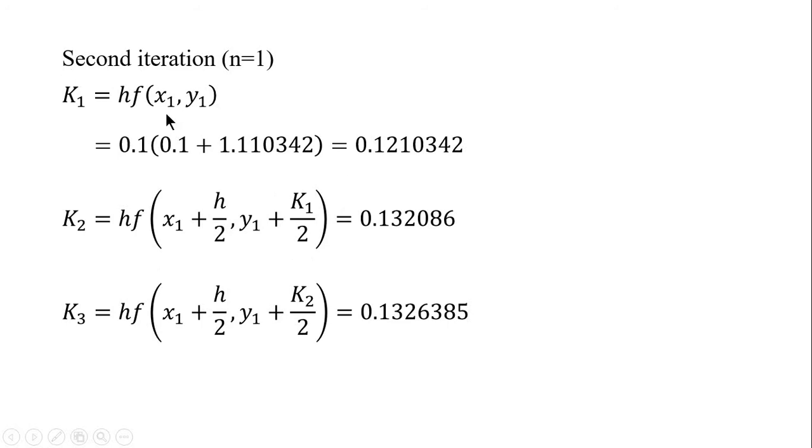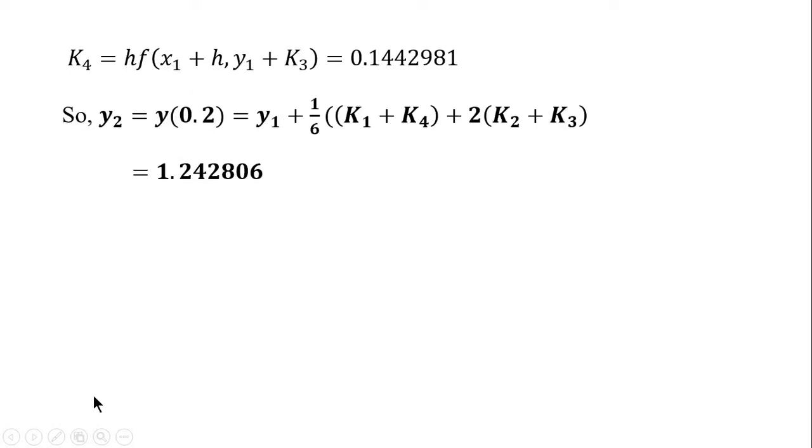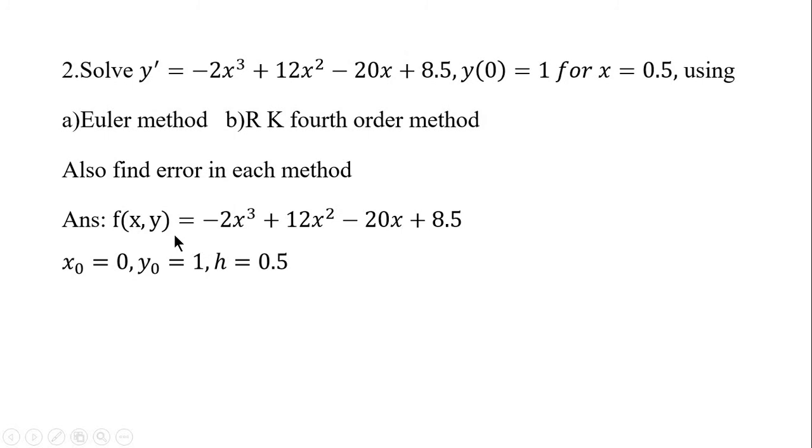For the second iteration, again k1, k2, k3, k4 are different from the first iteration. Here k1 is obtained by using the formula h into f of x1, y1. We know x1, y1 from our previous iteration. Substitute that in our function f of x, y, which is x plus y. Adding these two and then multiplying 0.1 we get k1. Again find out k2, k3 using these formulas. Also k4, we get y2, and x2 is nothing but x1 plus h. So, we have finished with the first problem.